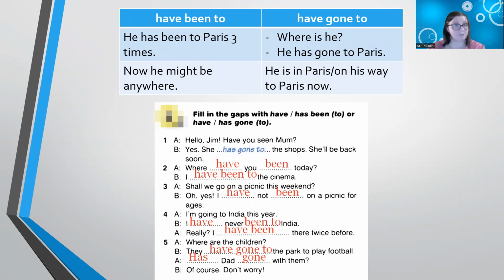But where are the children now? They have gone to the park. Они ушли в парк. And now they are in the park. Has Dad gone with them? Папа ушел с ними? Of course, don't worry. So, in the last example, we say that children and Dad are in the park now, or on their way to the park now. In all other variants, we speak about life experience. So, life experience, have been to. Where are people now? Have gone to. Remember about the difference.